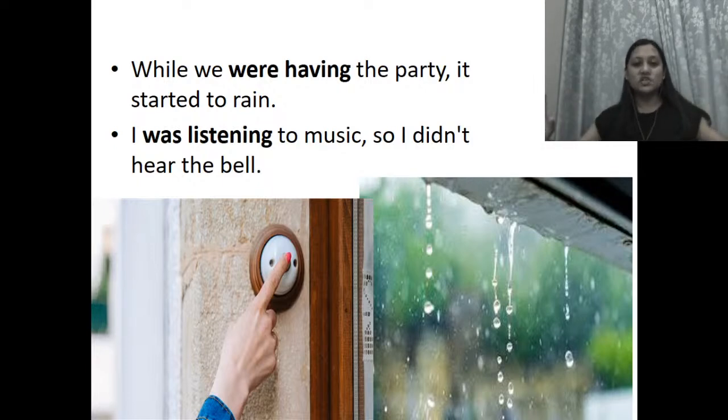The longer action, जो ज़्यादा देर तक हो रहा है, which action is that? It is that you guys were having the party. The smaller action, what interruption took place? What interrupted? It was the rain. So that is why we have used here, it started to rain. Right? Simple past tense use होगा for the shorter action.